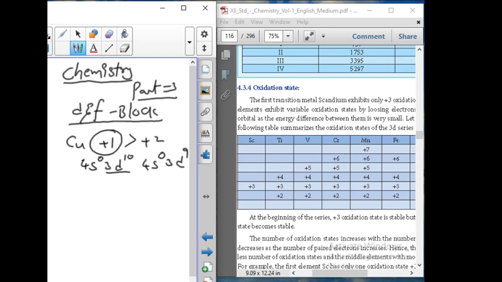Already last class we discussed, but copper exists in most compounds like CuSO4, where copper is in the +2 oxidation state. As I told you last class, it is +2. If someone asks, sir, is +1 more stable or +2 more stable? As per electronic configuration, +1 is more stable. But because of the solvent effect, +2 is more stable.